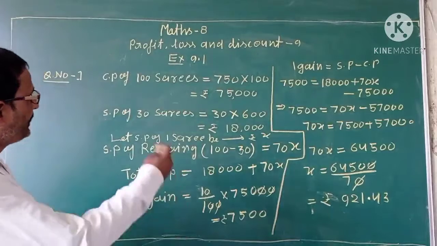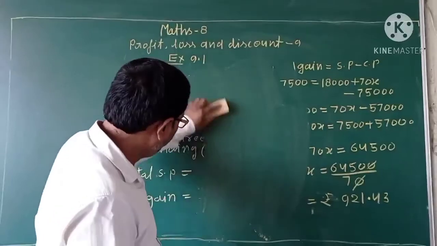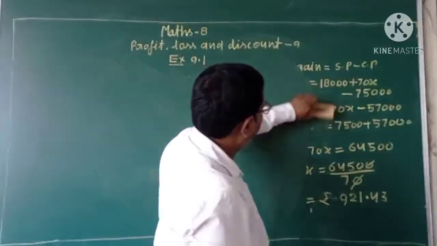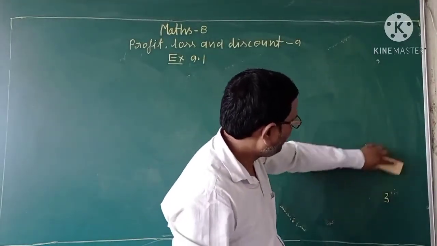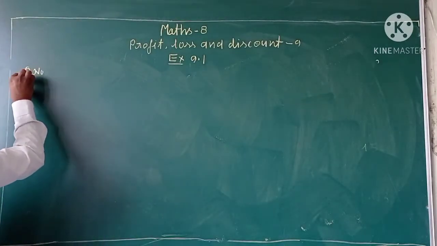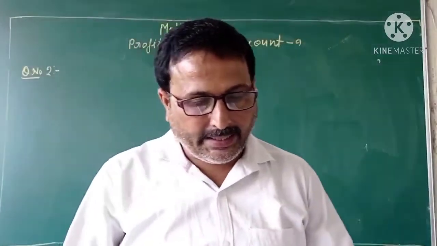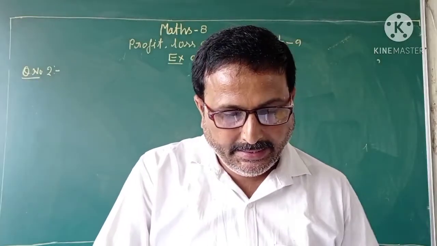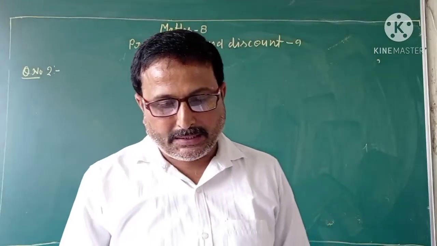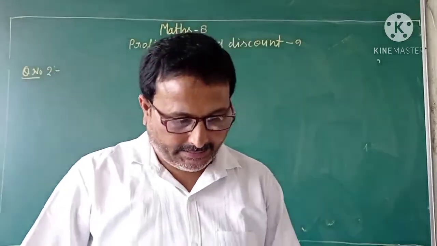Okay, I hope that you will do it. Now, question number two. Given, Sohan and Rahul bought one music system each for the same price. Sohan sold it for rupees 14,400 and lost 10%.